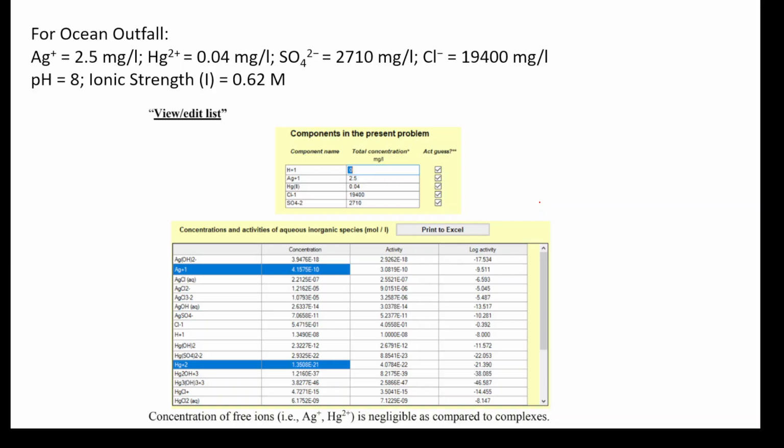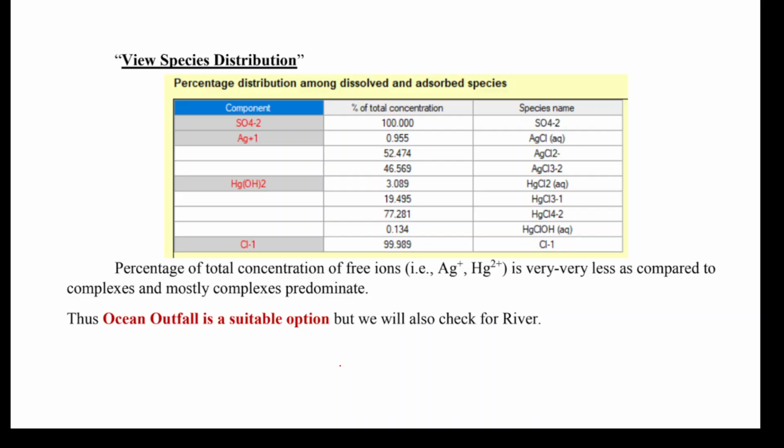Now we'll just put everything in Visual MINTEQ, and we can see the concentration of the three ions. So when we are putting in ocean outfall, what was the condition? That it should form complexes, because that is better than the free ions. It should not be free ions. So if we look into it, we can see that the free ions are lesser for ocean outfall. See, the concentration is in the range of 10 raised to power minus 10. Okay. Similarly, we can do it for river.